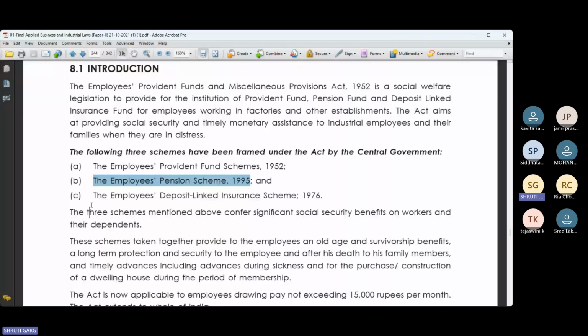And these 3 schemes mentioned above confer significant social security benefits to the workers and their dependents. All these 3 schemes which are mentioned, which 3 schemes? Again, Employees Provident Fund Scheme 1952, Employees Pension Scheme 1995, and Employees Deposit Linked Insurance Scheme 1976. These 3 schemes give significant social security benefits to the workers and their dependents.